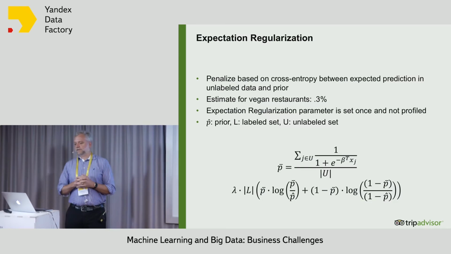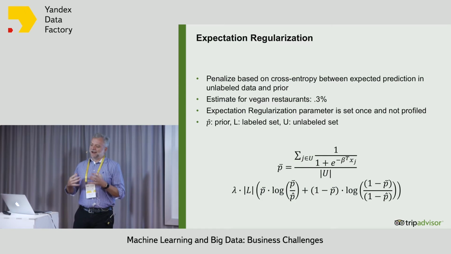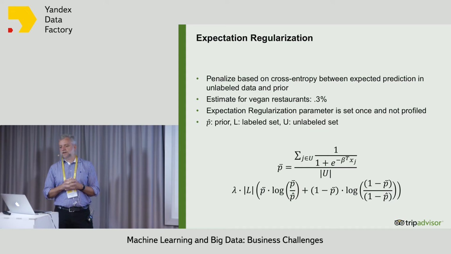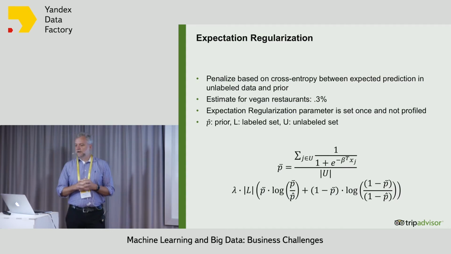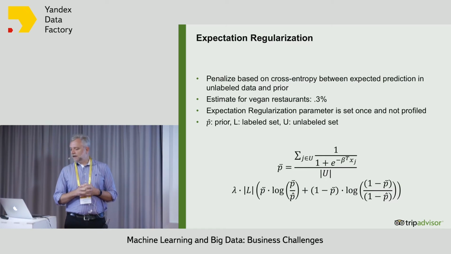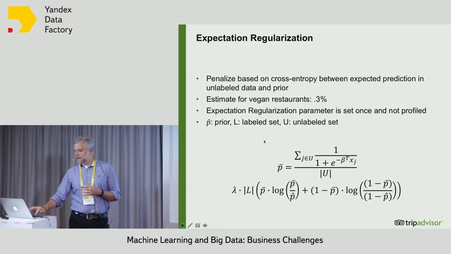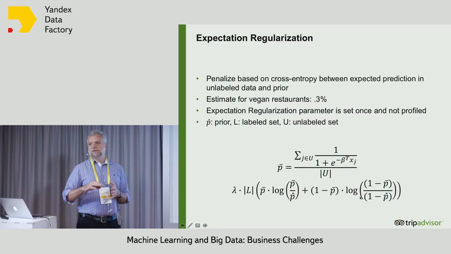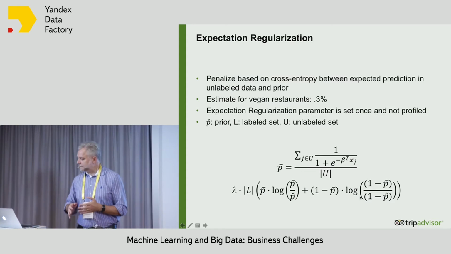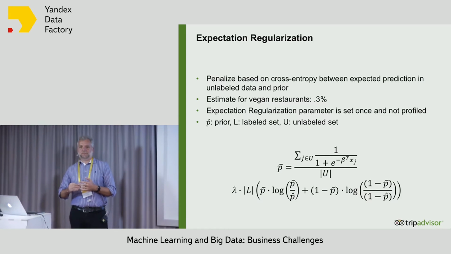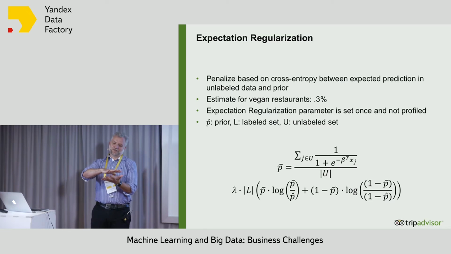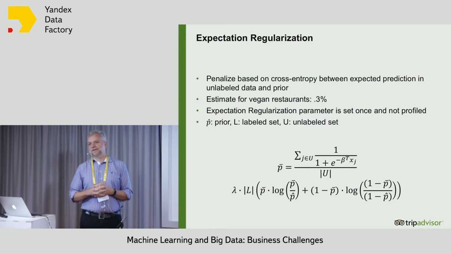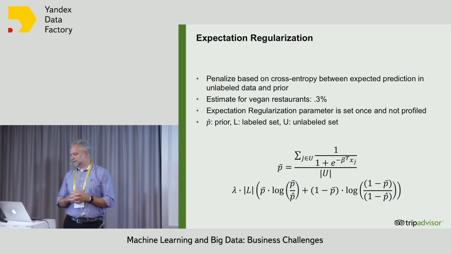Okay, so what is expectation regularization? We penalize based on the cross entropy between the expected prediction in an unlabeled data set and the prior. Our estimate for vegan restaurants is 0.3%. What we'll do is calculate the average prediction of our regression in the unlabeled data set, and then we'll penalize it based on the cross entropy of that average. That's important. The average to our prior. So you can basically picture a big hand shoving down the predictions on the unlabeled data set. Fortunately, unlabeled data is very easy to come by.